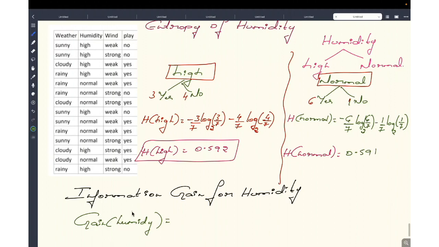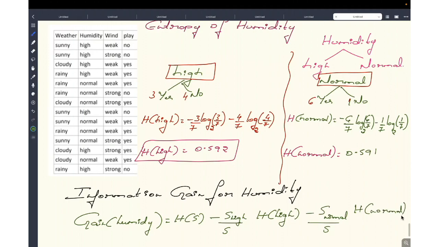Gain, you know the formula: H of S, the overall entropy, is 0.92. We calculated that only one time. Then, samples related to high divided by overall samples, into the entropy of high, minus samples related to normal divided by overall samples, into the entropy of normal.